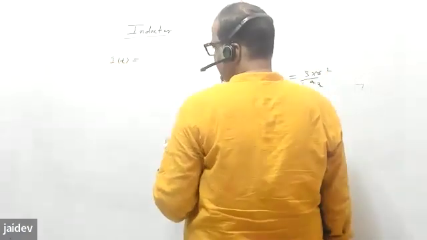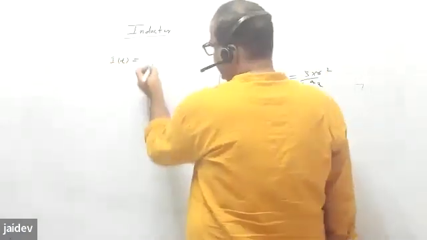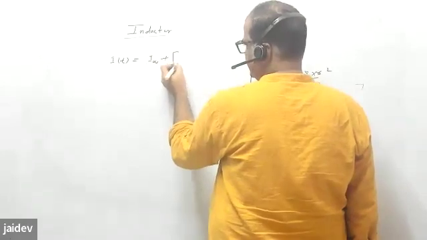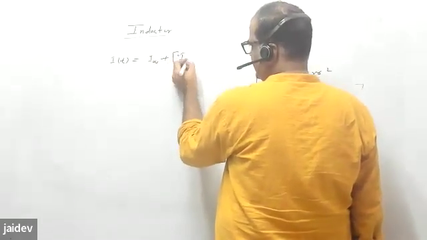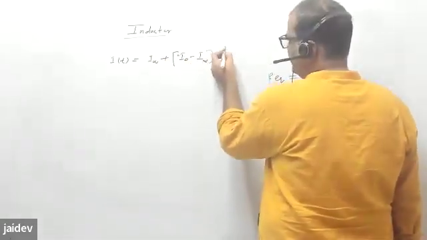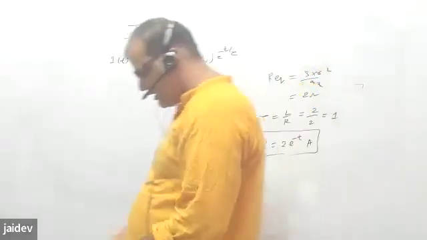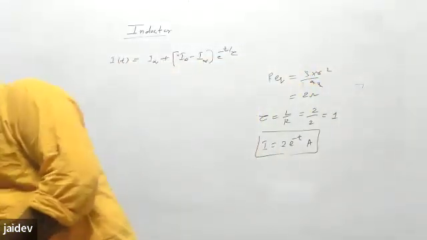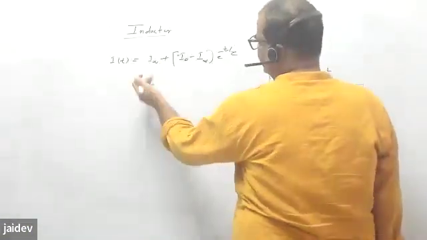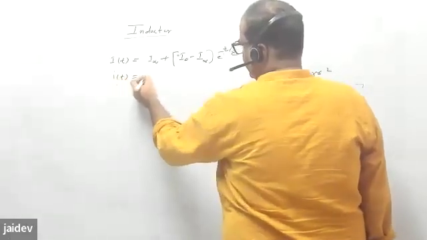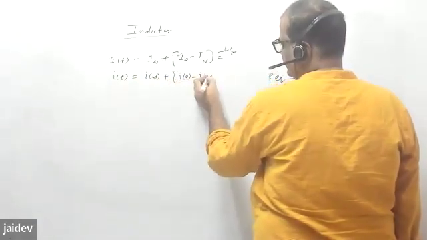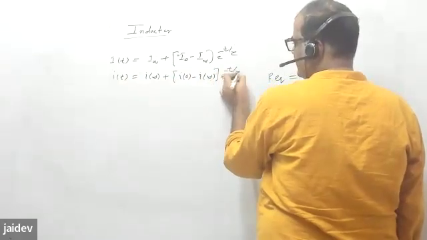I of t will be, tell me, what is I of t? I infinite plus I naught minus I infinite, times e power minus t upon tau. This will be the current equation. Either you write it like this, or sometimes you write I of t equal to I infinite plus I0 minus I infinite, if you follow the standard book notations.